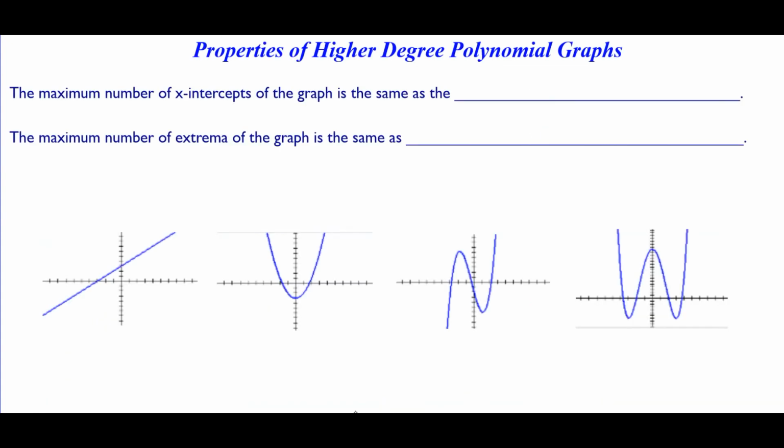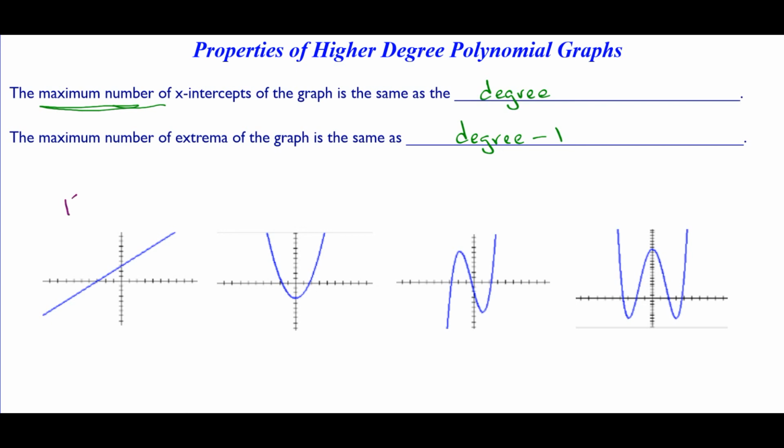Also, I have a few theorems that I can use here. The maximum number of x-intercepts of the graph is the same as the degree of the function. Now remember, this is the maximum number, so it could be fewer, but I cannot have any more x-intercepts than equal to my degree. The maximum number of extrema of the graph is equal to the degree minus 1. So one less than degree is the maximum number of extrema that I can have.